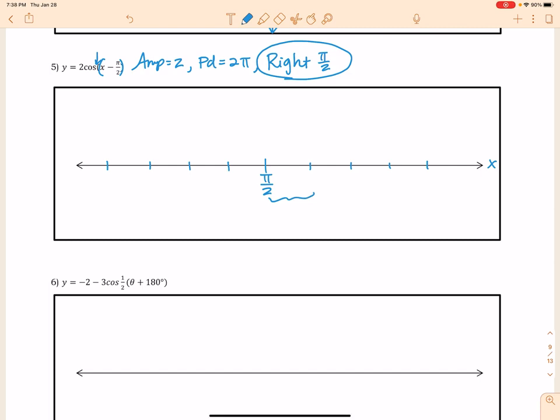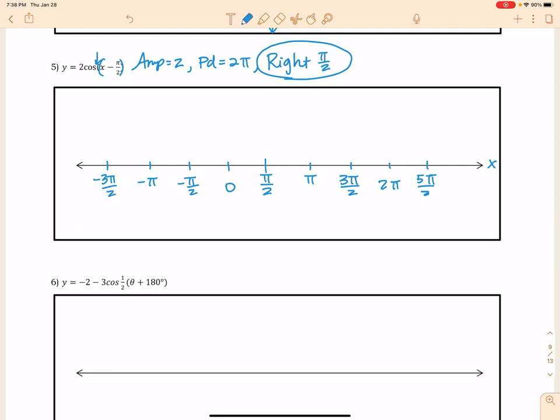So when I add pi over 2 to this already existing pi over 2, I just get pi. And then when I add another half pi, I get 3 pi over 2, and then 2 pi, and then 5 pi over 2. And then to the left, I'm going to subtract pi over 2. So pi over 2 minus pi over 2 is 0. That's where my y-axis will go. And then I'm going to have negative pi over 2, negative pi, and negative 3 pi over 2.